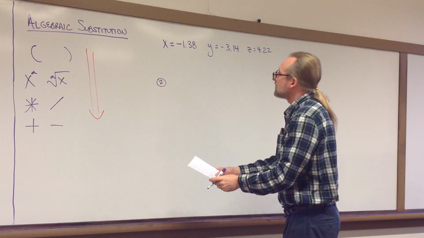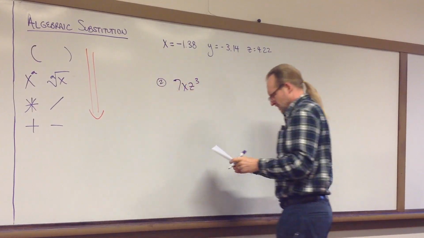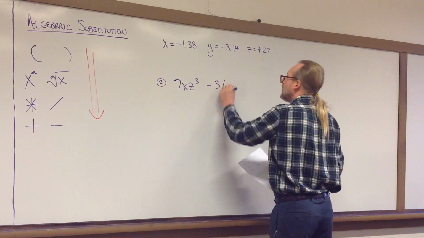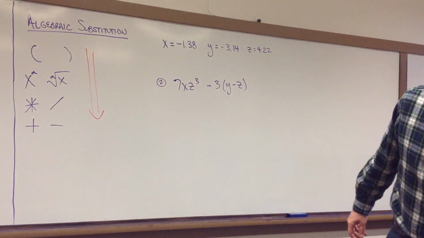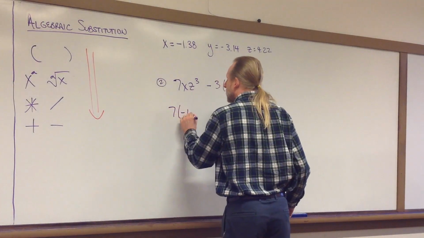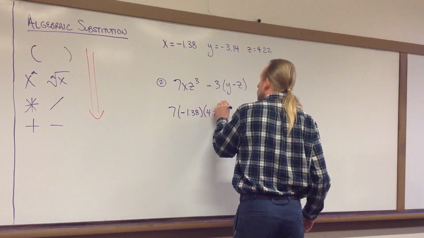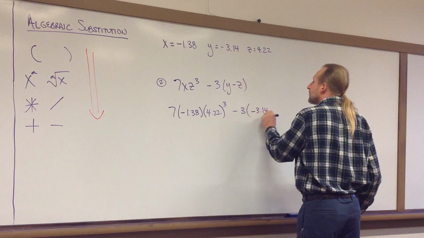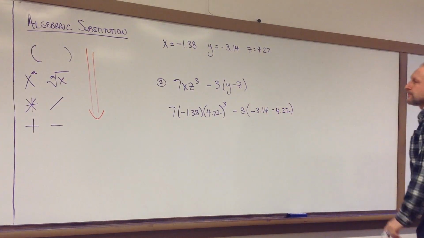So we start out in problem 2, 7xz to the third minus 3 times y minus z. So the first thing I'm going to do is plug these numbers in. The x is negative 1.38. The z is 4.22. That's going to be raised to the third power. Y, negative 3.14. Z, again, 4.22.